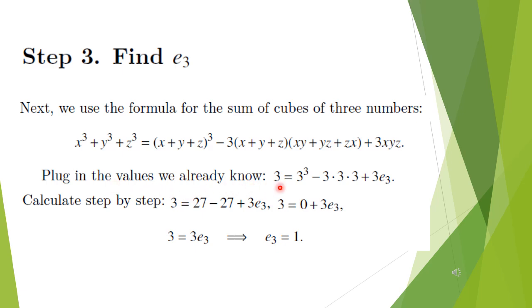Substituting the known values, 3 equals 3 cubed minus 3 times 3 times 3 plus 3 E sub 3. This simplifies to 3 equals 27 minus 27 plus 3 E sub 3. 3 equals 3 E sub 3. E sub 3 equals 1.